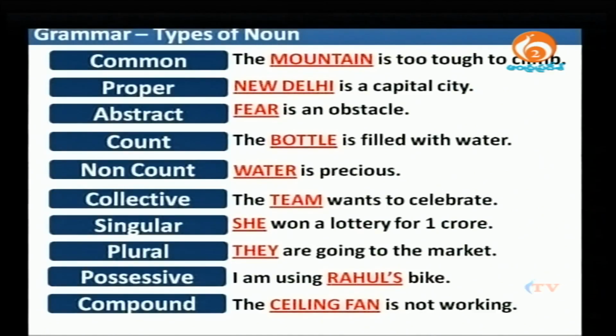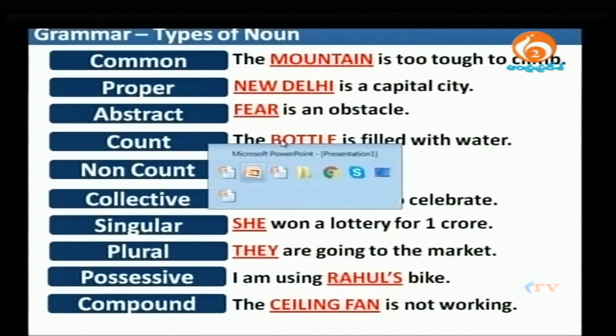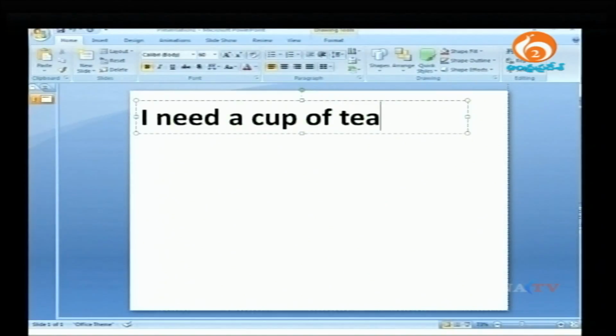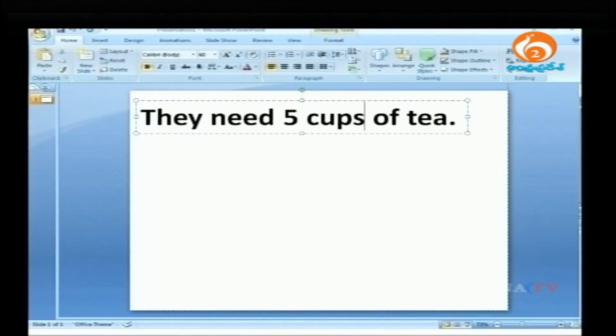But there are a lot of nouns where you cannot measure it. For example, water. Now how do you measure water? In order to measure a non-count noun, you need to take the help of a noun. Alright, let me give you the example. I need a cup of tea, or they need 5 cups of tea. I will not say teas, that's not correct. They need 5 cups of tea, which means the word tea is a non-count noun. I can't count it. But I can use this 5 cups, one singular, more than one plural. I use 5 cups to measure the tea.